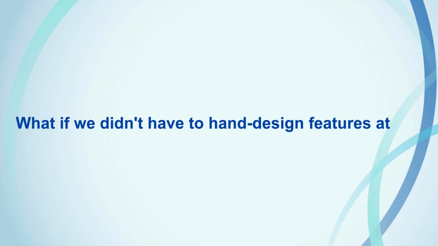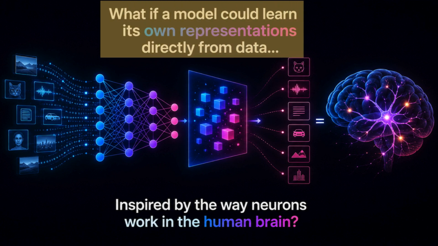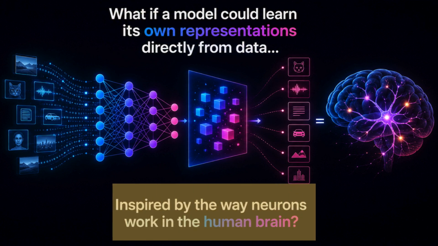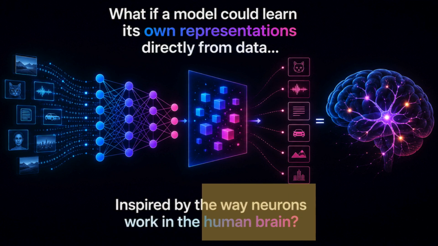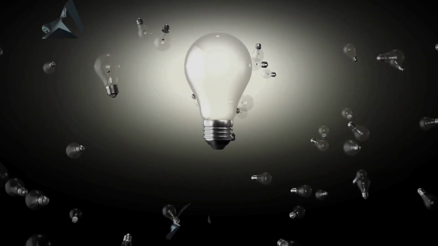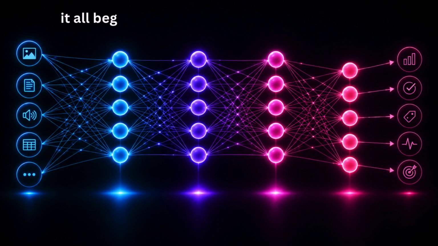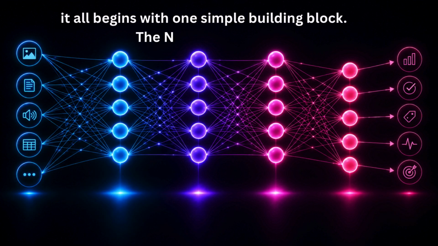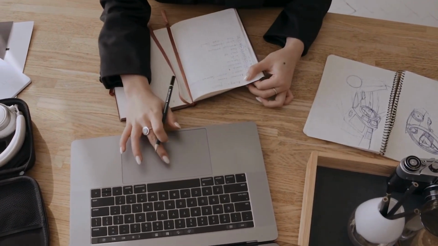But researchers soon began asking an even bigger question. What if we didn't have to hand design features at all? What if a model could learn its own representations directly from data? Inspired by the way neurons work in the human brain? That idea sparked the deep learning revolution. And it all begins with one simple building block: the neural network. And that's exactly what we'll explore in the next video.